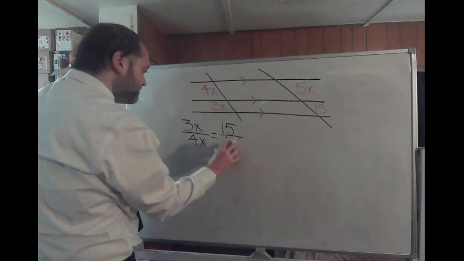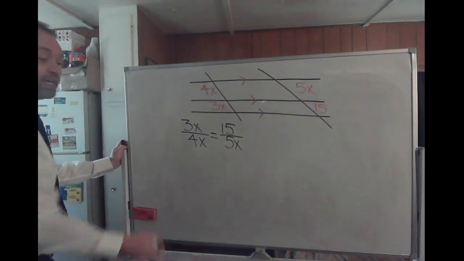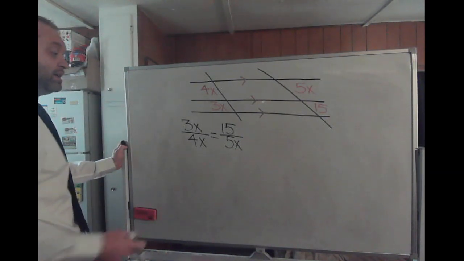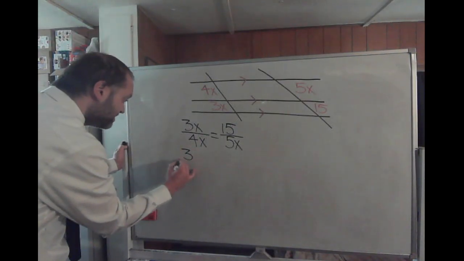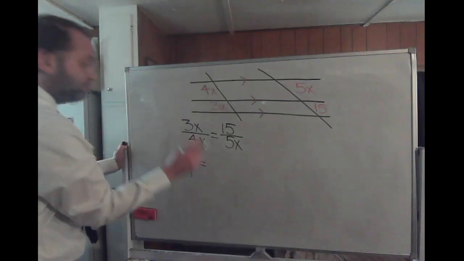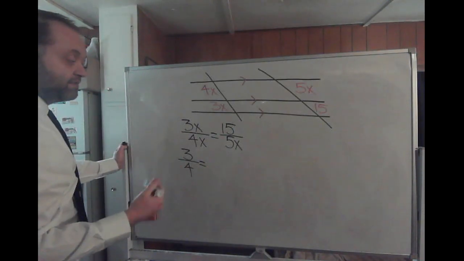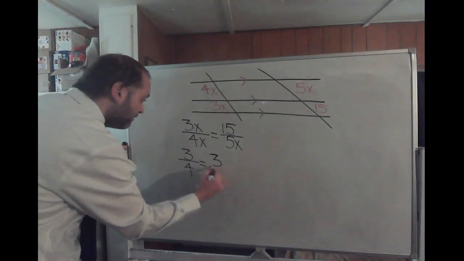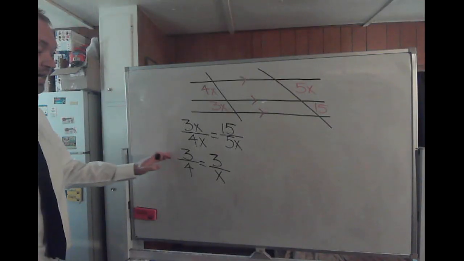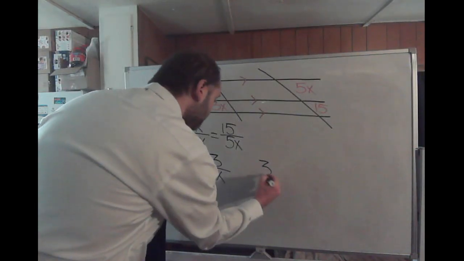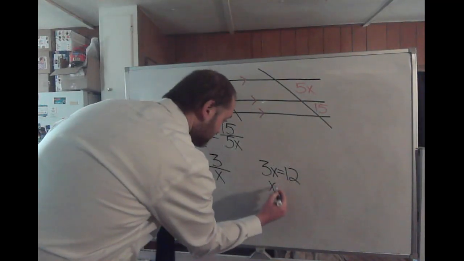Whoops, I almost wrote that wrong. It would be 15 to 5x. Okay. In this particular case, both sides will simplify, won't they? On the left side, you can cancel out an x between the numerator and denominator, which would just give you 3 to 4, would be equal to the right side. Well, both numerator and denominator on the right side can divide by 5. That would give you 3 over x. I think this is much easier to work with. So now, if we do the cross product, you would get 3x equals 12, which would then just give you that x equals 4.